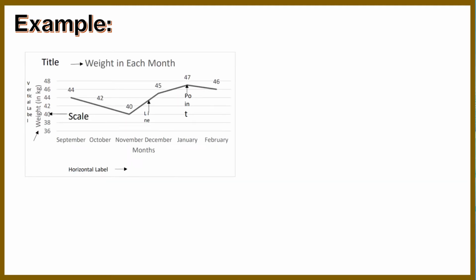Okay, so here is the example of the line graph. So we have here our title. So yung title natin lagi makikita dapat sa above. So the title is weight in each month. And then sa left side natin, sa vertical axis, makikita natin doon yung weight in kilogram. So we have here 36, 38, 40, 42, 44, 46, and 48. So kung mapapansin natin, yung scale natin ay equidistance by 2. Okay, same with the horizontal label, we have September, October, November, December, January, and February or yung month natin.